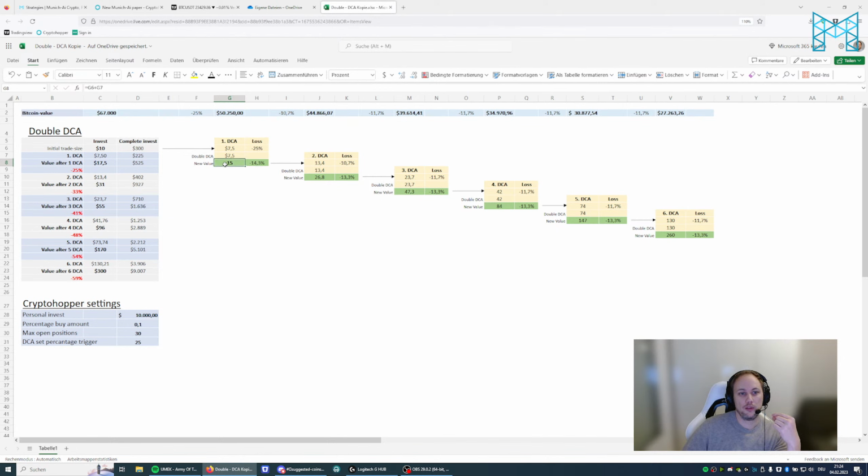And therefore, 15% minus 25%, it's 13.4. Then we double it again, we are at 26.8. And then at minus 0.13. Then it goes step, step, step. It's always the same, going more. And you will see here at which Bitcoin price it is. So if you're doing these DCAs 1, 2, 3, 4, 5, 6 times, you can cover the Bitcoin price drop from 67 to 27.